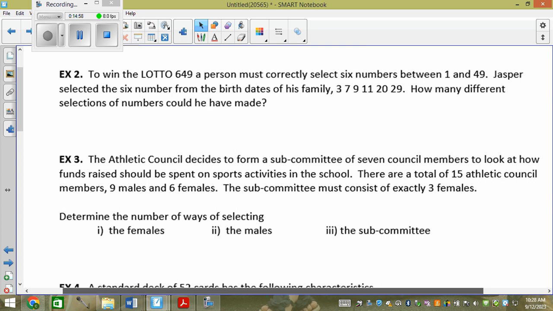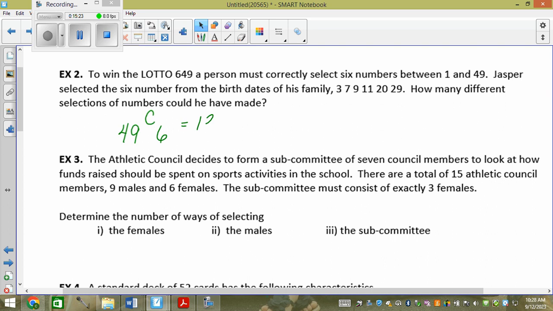So how many numbers do we have to choose from? 49. They appear on the ticket in order, so does the order matter? No. So we do C, and how many are being picked at a time? 6. So it's 49C6, which is 13,983,816 different tickets that could be made.